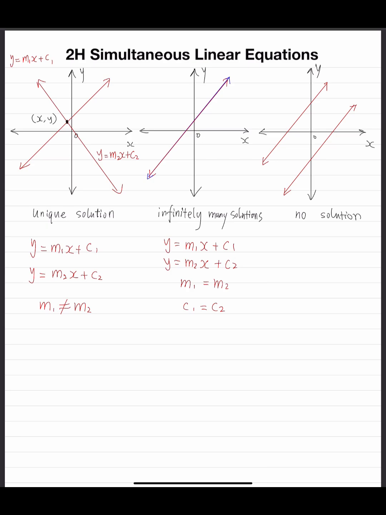The last case, where the two linear equations have no solution, means the two lines will never meet, which means we have to make sure the two straight lines are parallel. In order to make the two straight lines parallel, we have to restrict the gradients to be equal, yet the y-intercepts cannot be equal. So those are the patterns that we can find for each of the three cases in solving simultaneous linear equations.